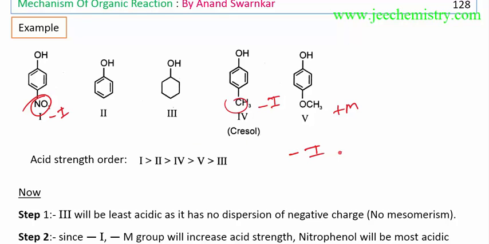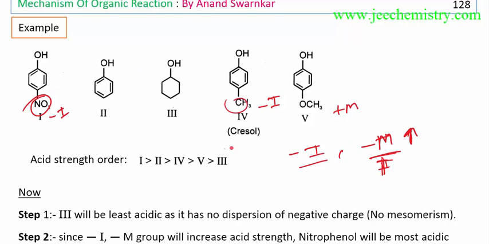I've already explained that minus I effect and minus M effect increase the acidic strength. This will withdraw the electrons. It will stabilize the negative charge by withdrawing the electrons. This withdraws from the sigma bond by minus I effect, and withdraws from the pi bonds through pi conjugation. So all of these act as electron withdrawing groups. It will stabilize the negative charge, so it will make the compound more acidic.